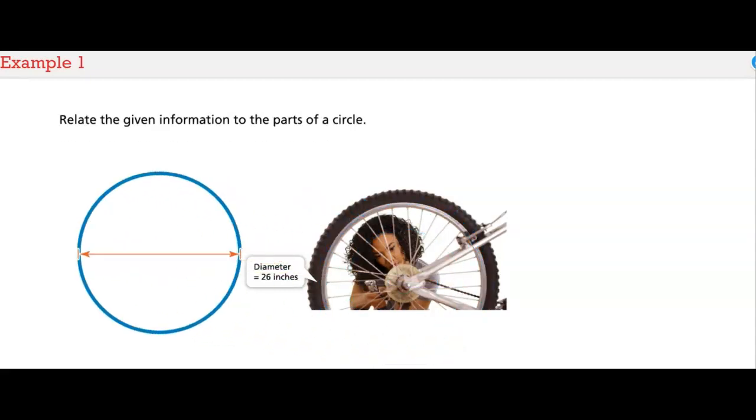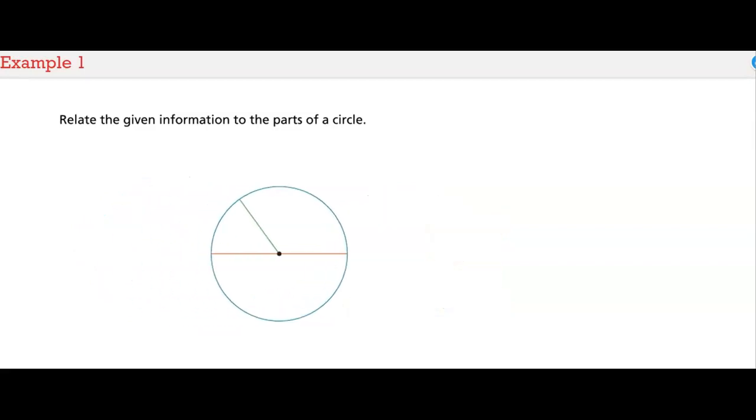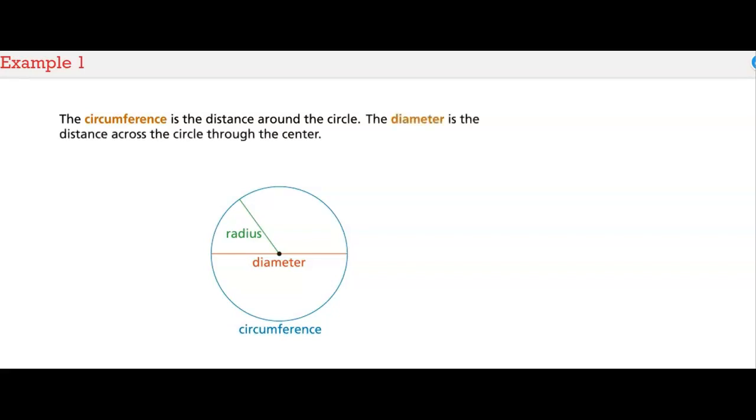Begin by relating the given information to the parts of a circle. The circumference is the distance around the circle. The diameter is the distance across the circle through the center. The radius is the distance from the outside of the circle to the center.